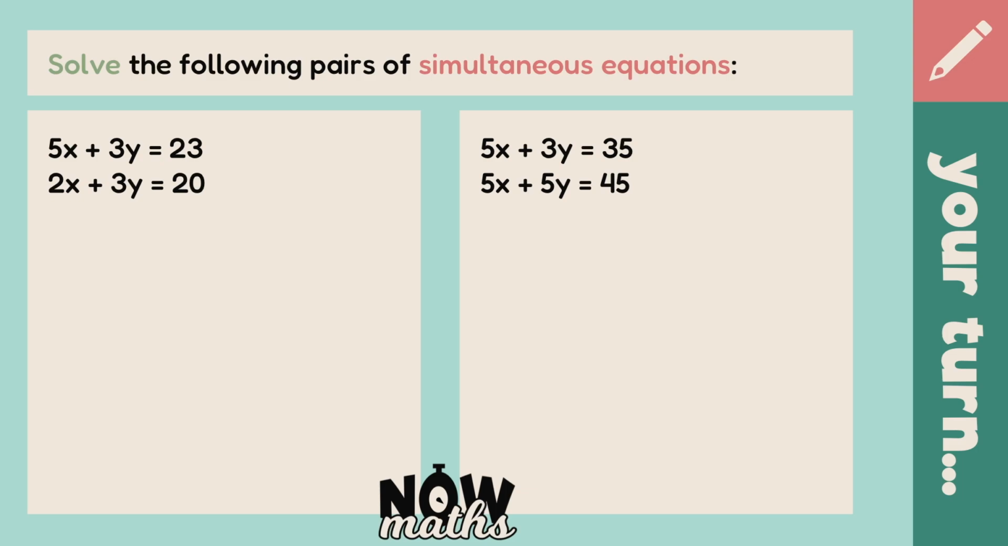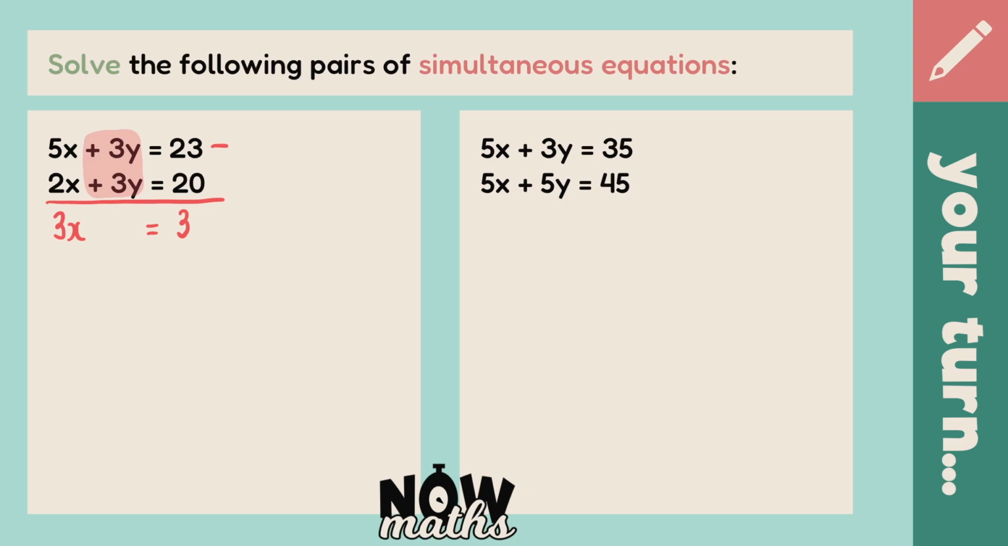So for our first pair of simultaneous equations, we have a common term of 3y in each of our equations. So we're going to subtract one equation from the other. So starting with 5x subtract 2x, we have 3x. 3y subtract 3y is 0. And 23 subtract 20 is 3. Now we're left with 3x equals 3.